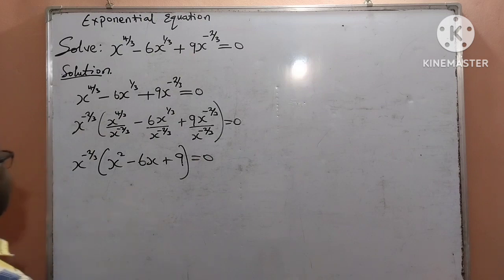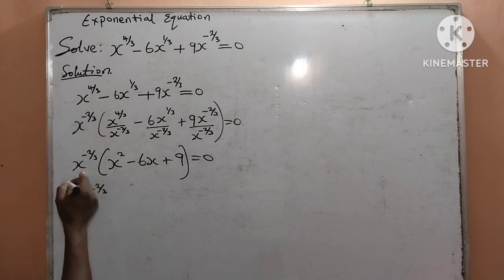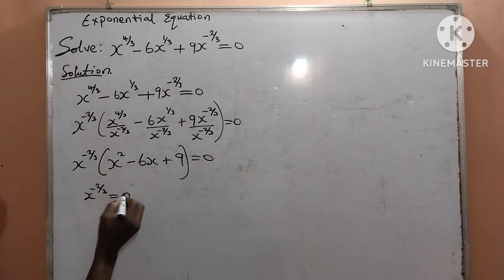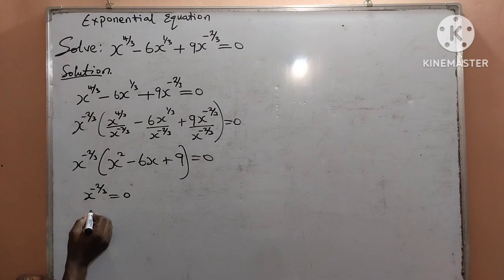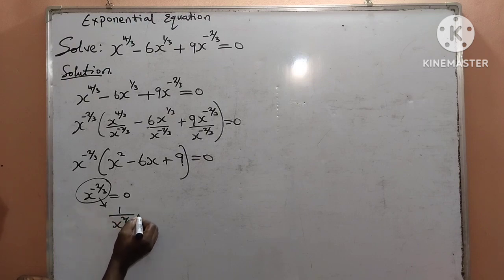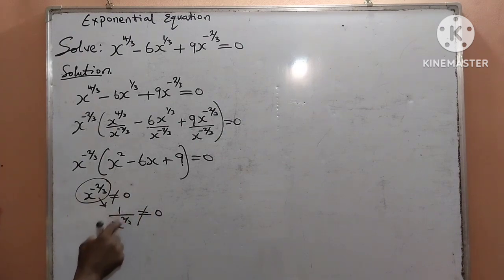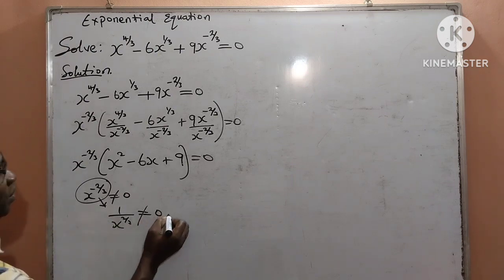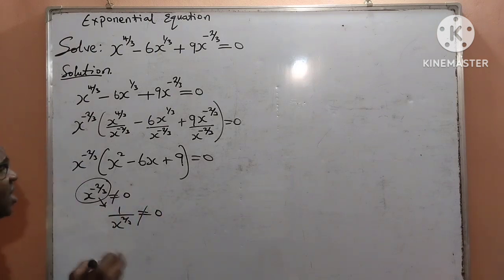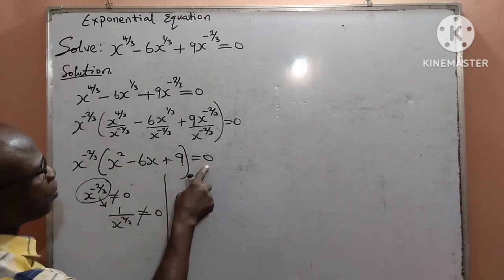What this implies is that the first, x raised to the power minus 2 over 3, should be equated to 0. But if you look at it, you can agree with me that this implies 1 all over x raised to the power 2 over 3. Can it be equal to 0? No. Because if x is 0 here, it implies that this expression is undefined. It cannot be undefined. We go again. Next is what we have in the bracket. So the first cannot be equal to 0.